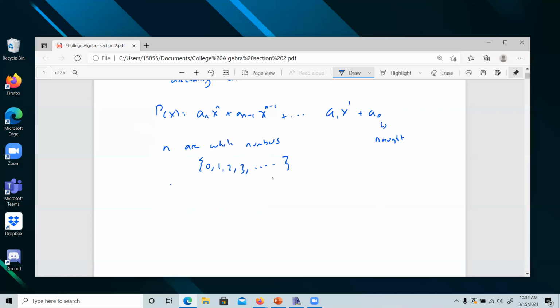Your a n's must be real. X's could be anything, any real number, but these exponents have to be 0, 1, 2, 3, dot dot dot. So, things that are and are not polynomials. Like 1 over x squared, which is a negative exponent, is not a polynomial.